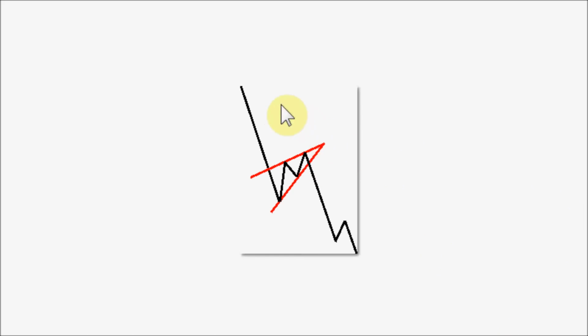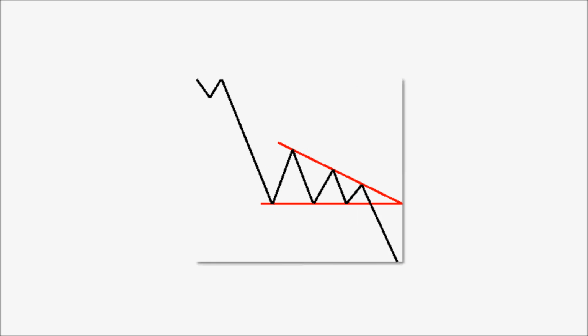Same thing with the bear wedge. The stock is in a serious downtrend. It forms a very sharply up pointing triangle, and when it breaks below the lower trend line, it should continue down.